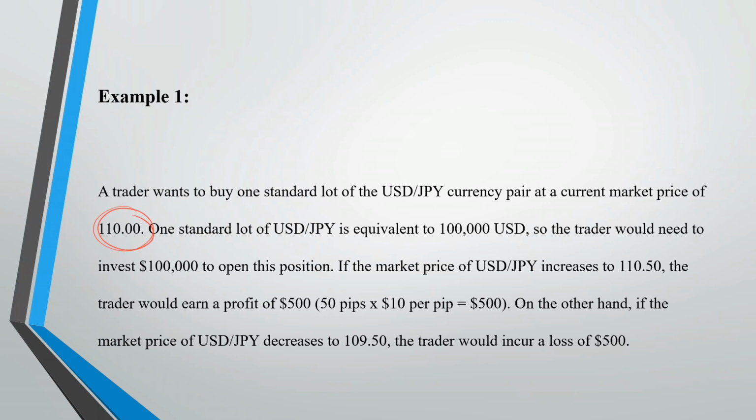Example: a trader wants to buy 1 standard lot of the USD-JPY currency pair at a current market price of 110.00. 1 standard lot of USD-JPY is equivalent to 100,000 USD, so the trader would need to invest $100,000 to open this position. If the market price of USD-JPY increases to 110.50, the trader would earn a profit of $500. On the other hand, if the market price of USD-JPY decreases to 109.50, the trader would incur a loss of $500.